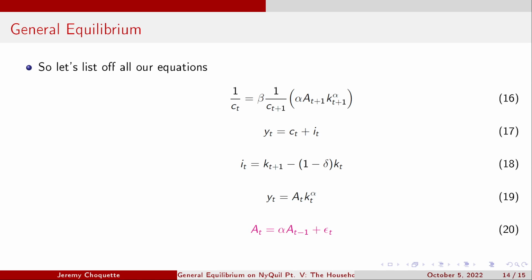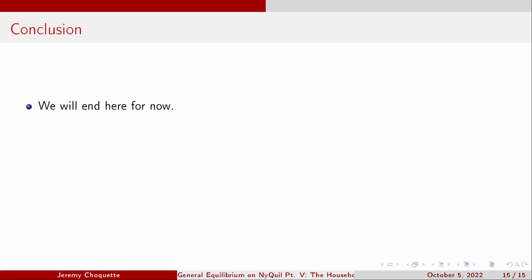So equation 16 is the Euler equation. 17 is the resource constraint. 18 is the law of motion of capital. 19 is the aggregate production function. And then 20, what's in the pink there, that is a process by which technology shocks are governed. So we're going to end here for now.